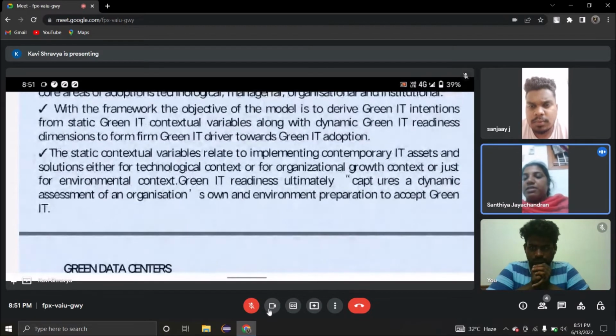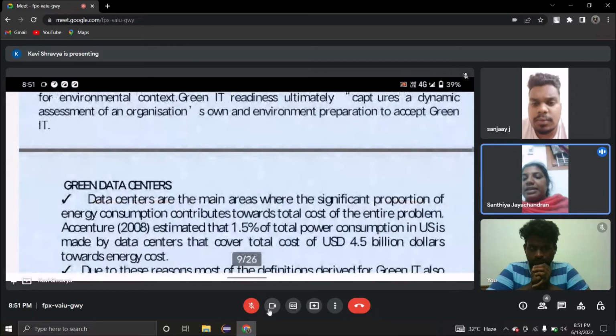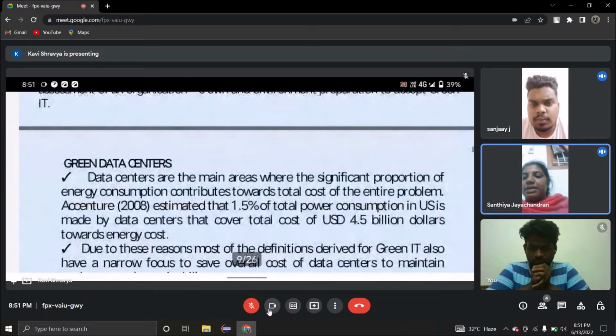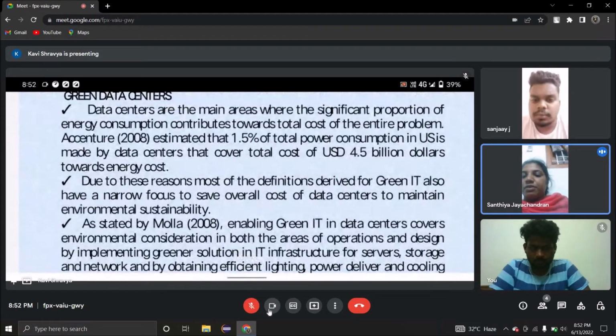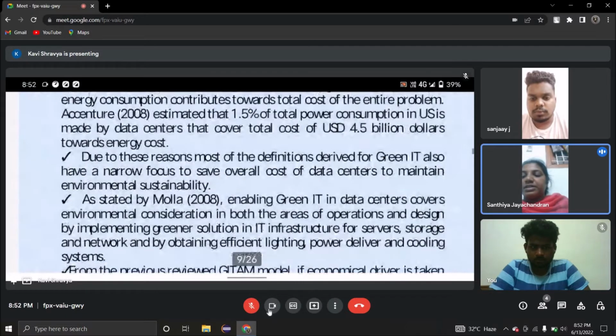The static contextual variables led to implementing contemporary IT systems and the grid data centers. Data centers are the main areas where a significant proportion of the energy consumption contributes towards the total cost of the entire problem. Due to these reasons, most of the definitions derived of Green IT also have a narrow focus to save overall cost of data centers to maintain environmental sustainability.